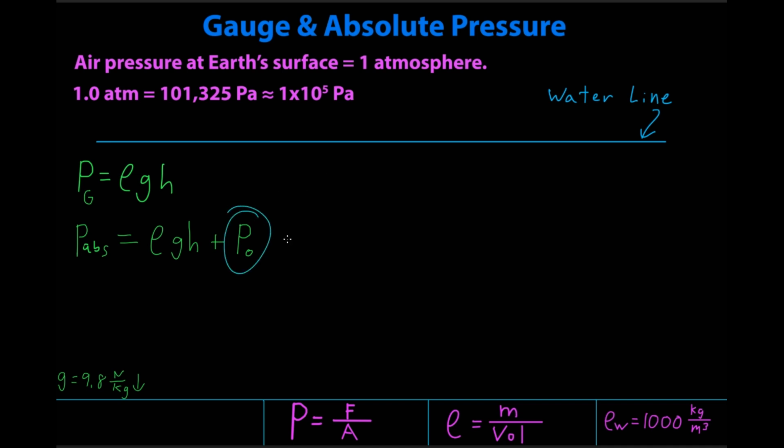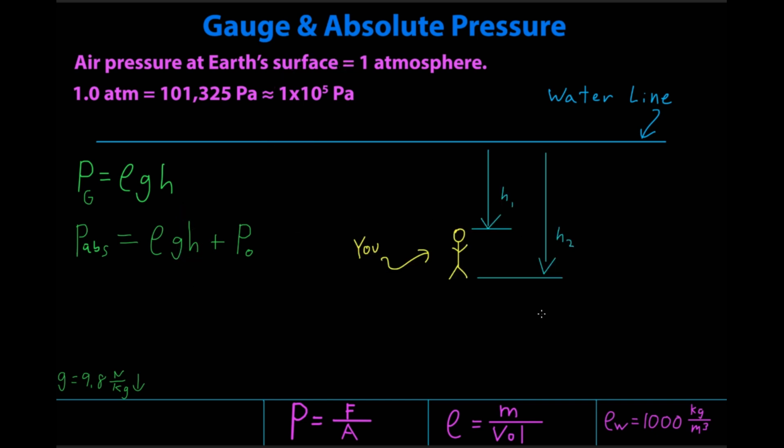And this is nearly always assuming that pressure naught is pressure at sea level on the Earth, which is approximately 100,000 pascals. So to get absolute pressure, all you need to do is take gauge pressure and add this number. That's it. And once again, since this height is here, you will still have more pressure at your feet than your head because your feet are at a greater depth.